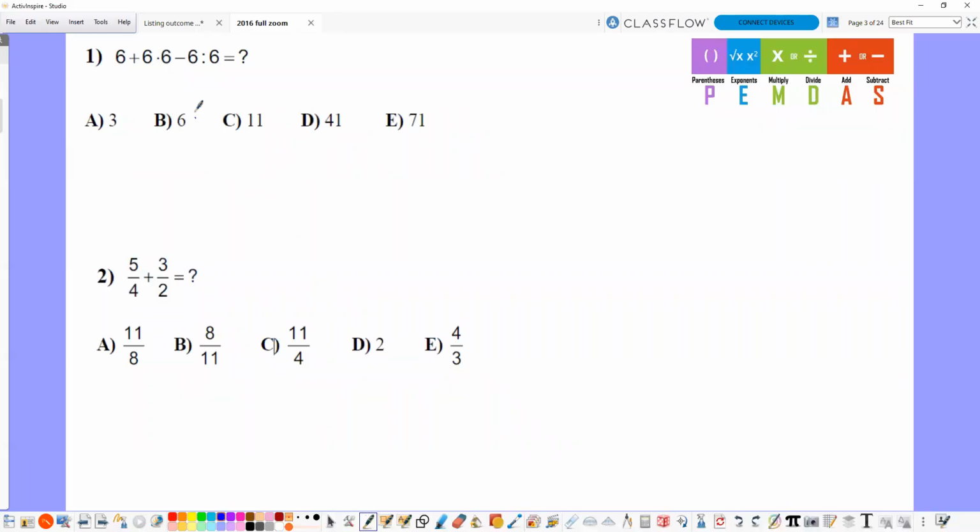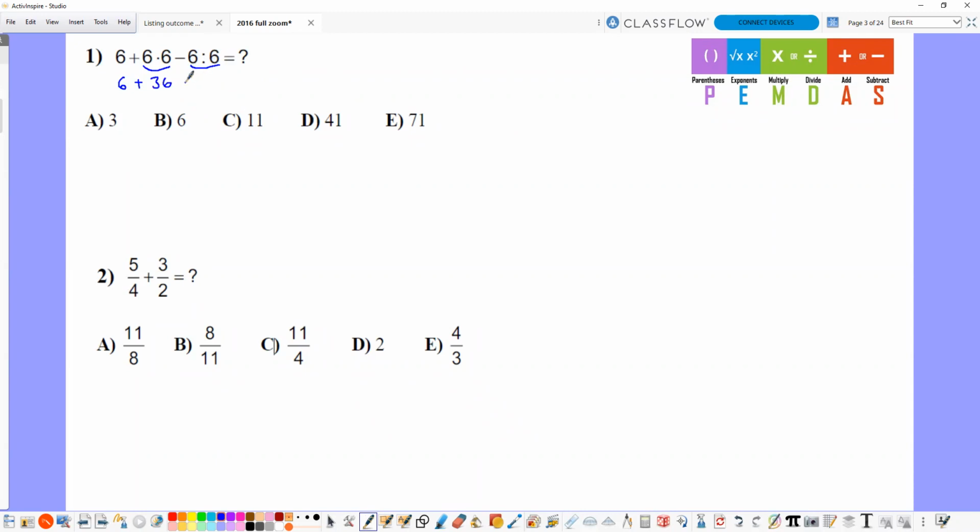Okay, if we start from the beginning again, this is a PEMDAS question, and we are going to do the operations with respect to the order of operations. Here multiplication and division come first, so I'm going to do this multiplication and this division operation first, which becomes 6 plus 6 times 6, which is equal to 36.